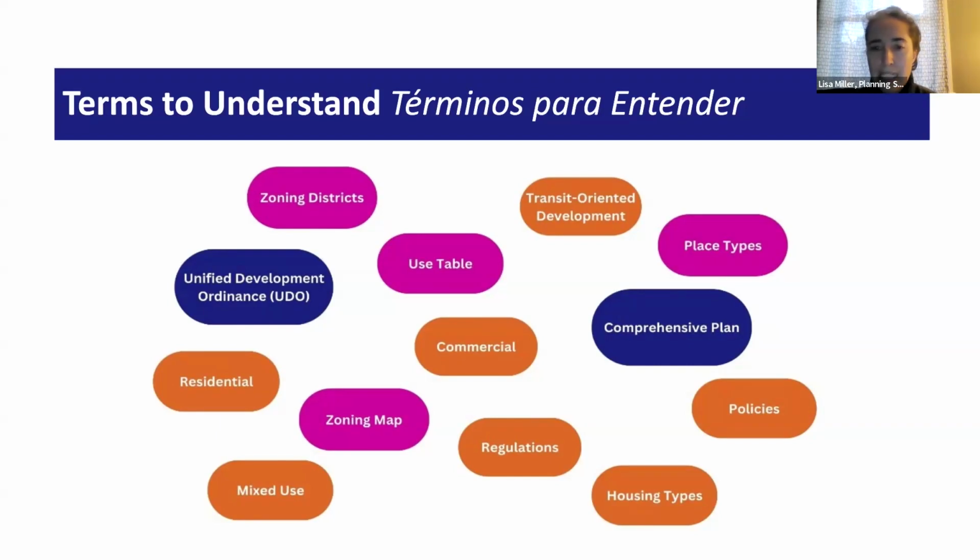And the final piece is the use table, which indicates the allowed uses or activities within a specific zoning district. The use table lists permitted, conditional, and prohibited uses for properties within each zoning district and provides clarity on what types of development and activities are allowed in specific areas, like whether a district permits retail or residential or industrial uses.